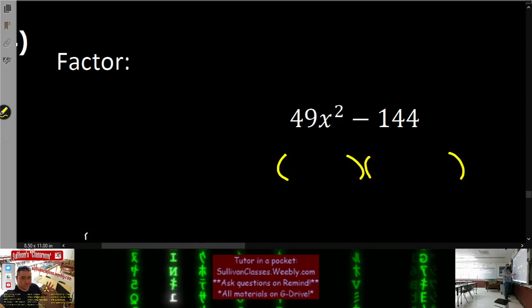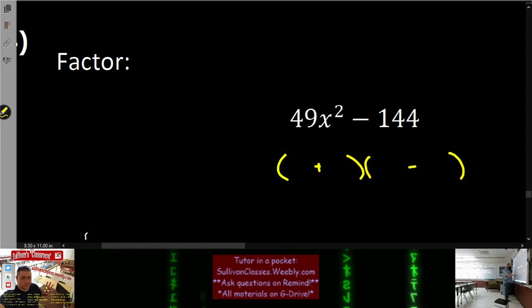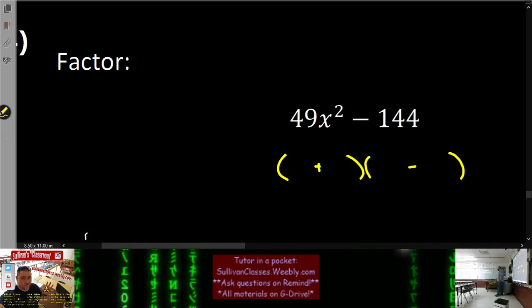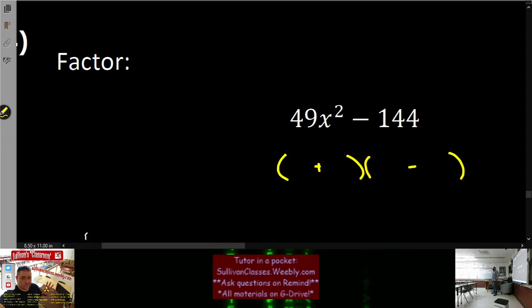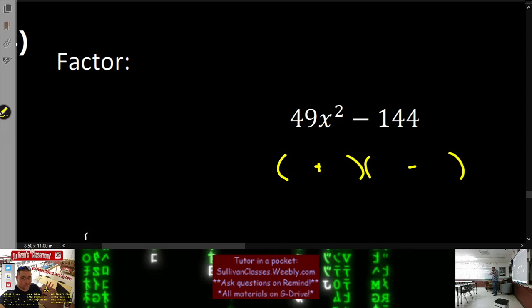These ones are special because it's called a difference of squares, and they will always be a plus minus pair. Plus minus pairs are called conjugates. They're called conjugates because they go together.